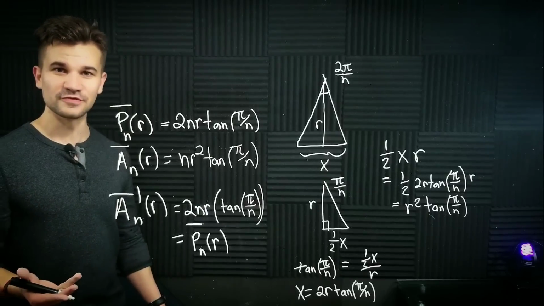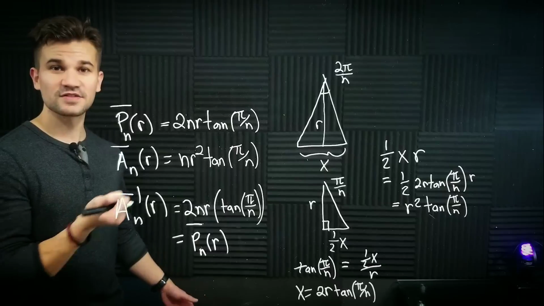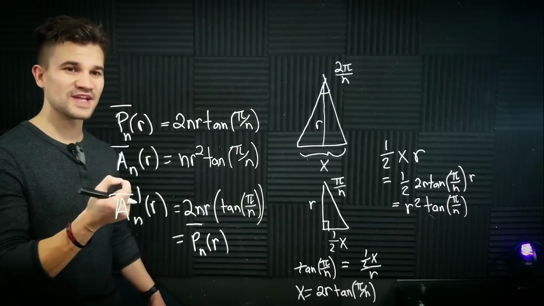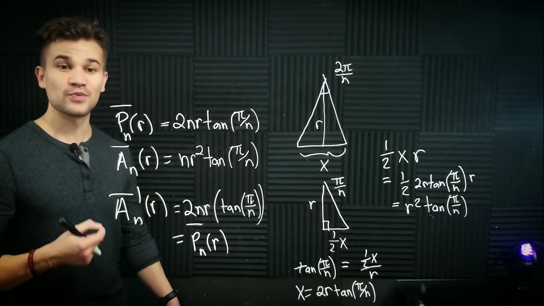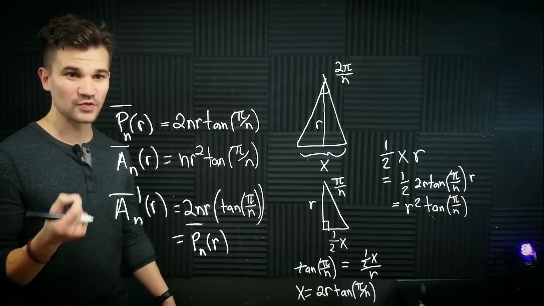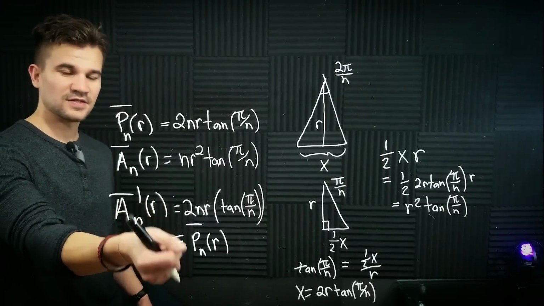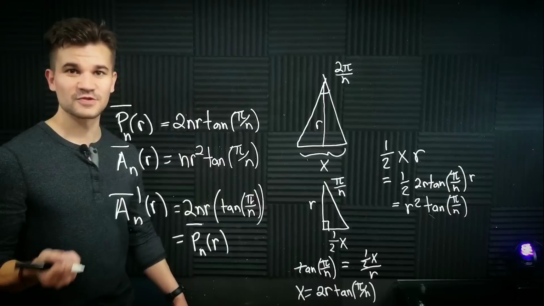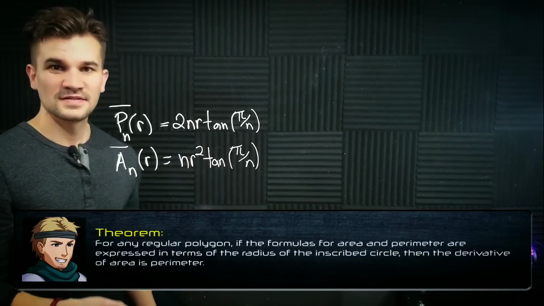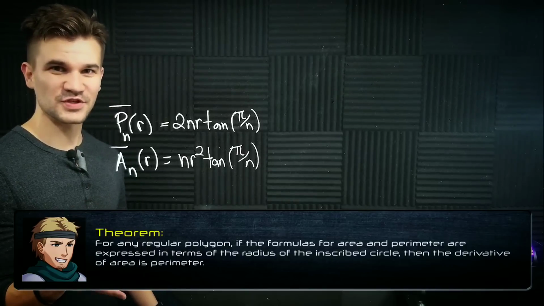This completes the proof. We've expressed the formulas for area and perimeter of an arbitrary regular n-sided polygon in terms of the radius of its inscribed circle. And we showed that when we differentiate that formula for area with respect to r, the radius of the inscribed circle, we do, in general, get p bar sub n, the perimeter, with respect to the radius of the inscribed circle.